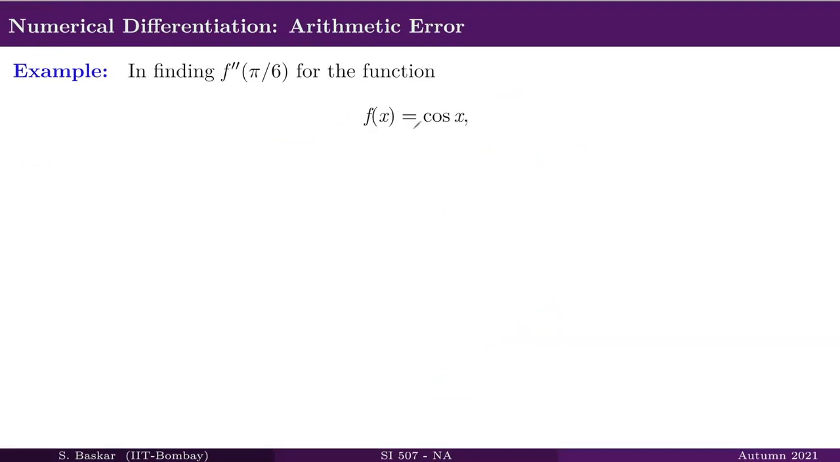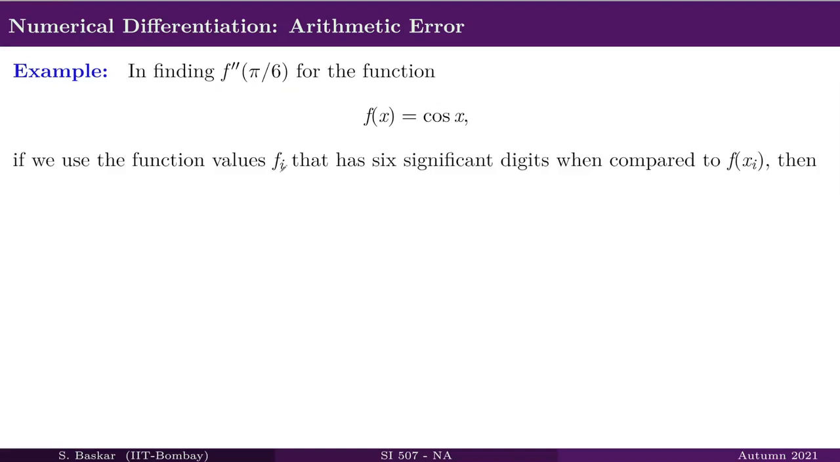Let us consider f of x equal to cos x, a very simple function to handle exactly. And we are interested in finding f double dash of pi by 6. Now, instead of using the exact value of the function cos x, we unfortunately used some approximate values of the function at the node points. And we know that we have taken these values with 6 significant digits when compared to the exact value. Okay, that is given to us.